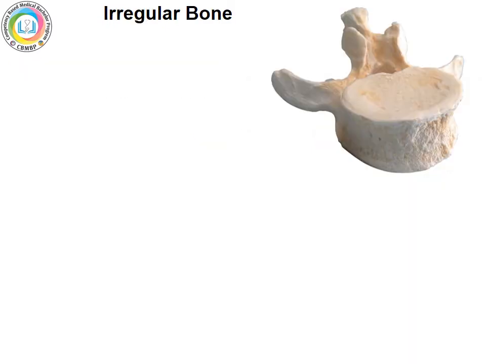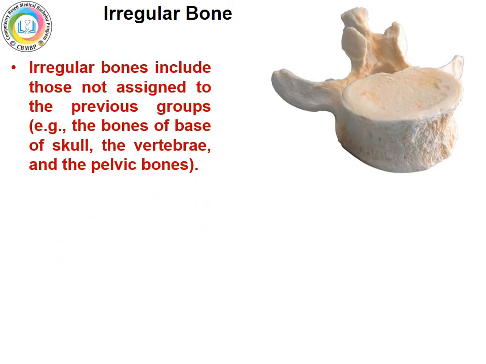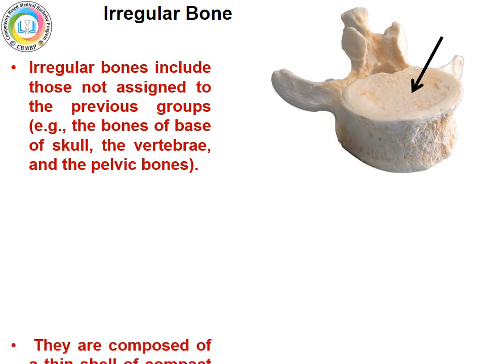Number 4, the irregular bone. What are the irregular bones? They are any bone not assigned to the previous groups. It is not long, it is not short, it is not flat. Thus, I call it irregular. Irregular bone, meaning irregular in shape. Like vertebrae, like the base of the skull, like the pelvic bone or hip bone. All these are irregular bones.